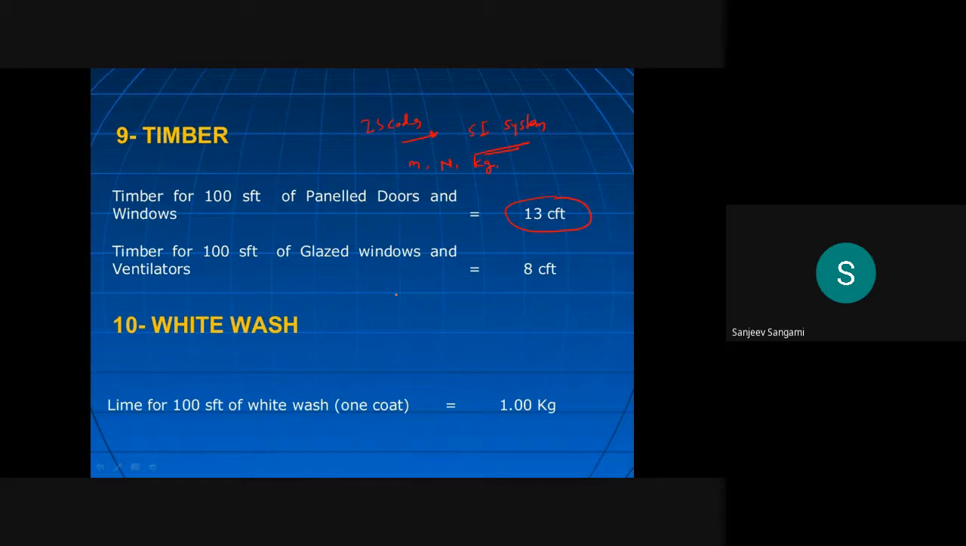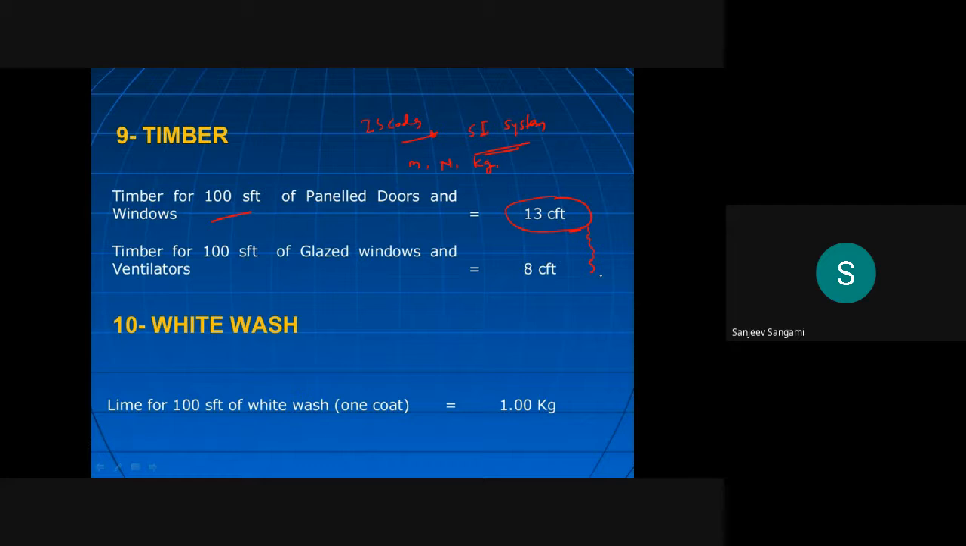When timber comes, the timber for 100 square feet of paneled doors and windows, normally the standard is 30 cubic feet. Then timber for 100 square feet of glazed windows and ventilators will be 8 cubic feet. So here you have to assume a standard thickness of 2 inches. You can assume.